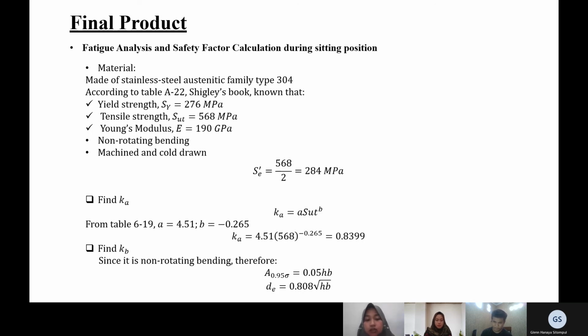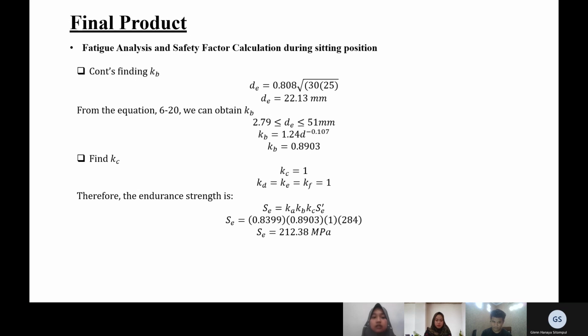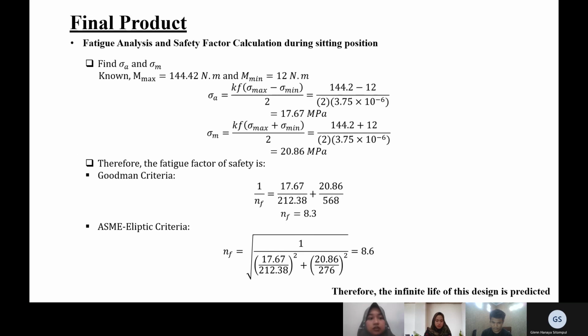Then we continue to calculate the Kb, where we need to find the De first with the formula that's shown in the slide, and we can calculate the Kb is equal to 0.8903. After that we need to calculate the Kc, which is equal to 1, and then we can calculate the endurance strength, which equals 212.38 megapascal.